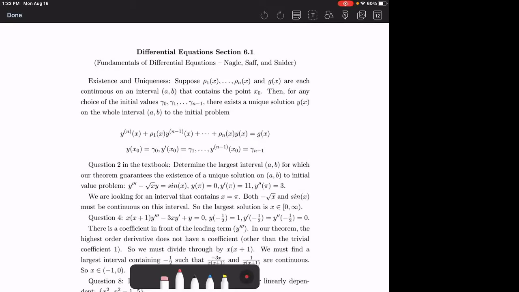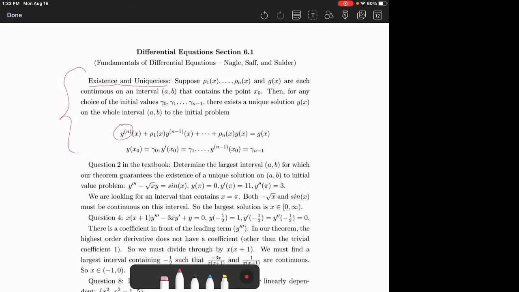This is section 6.1. In this section, we're going to be speaking about solutions to higher order differential equations. So this is the theorem that we are going to be applying in this section. It's called the existence and uniqueness theorem.